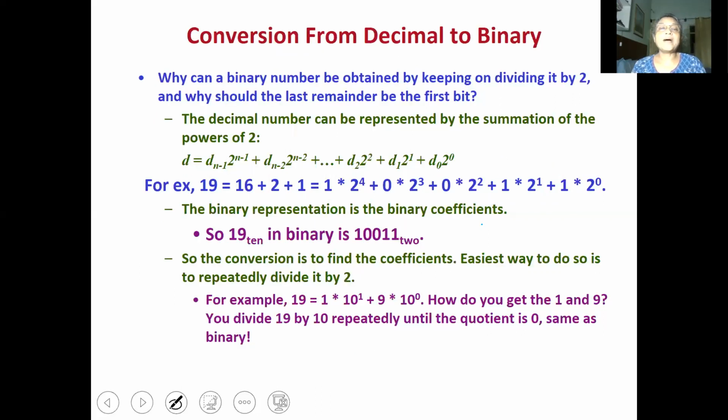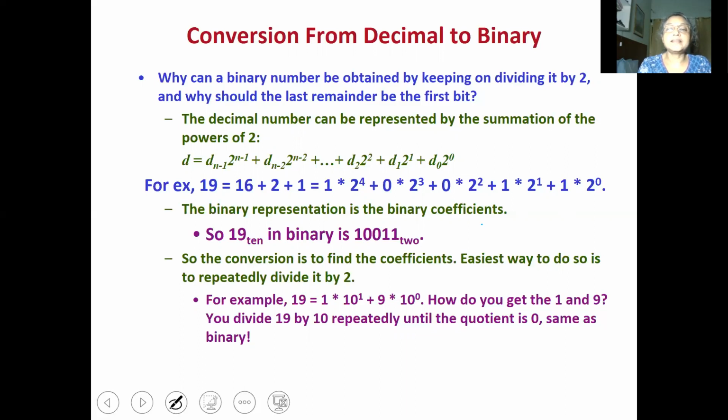Now, why does this work? Let us see why, if we take a number and keep dividing it by 2, we get a binary number, and why the last remainder should be the first bit. So for this, let us see.